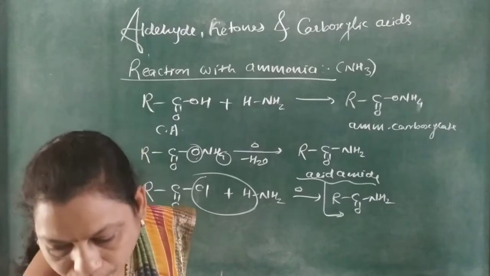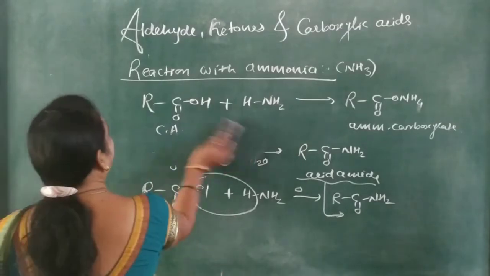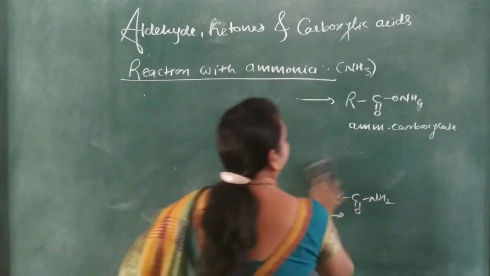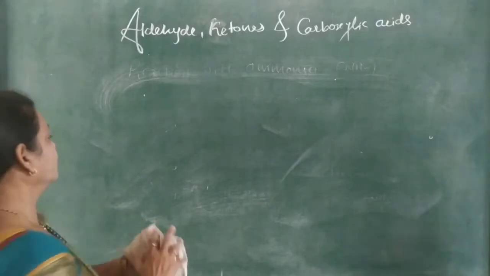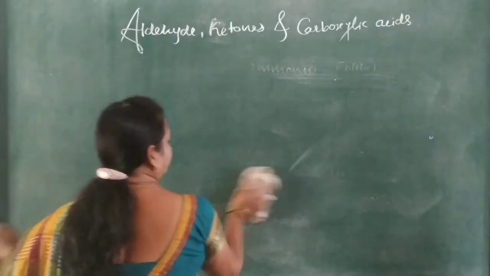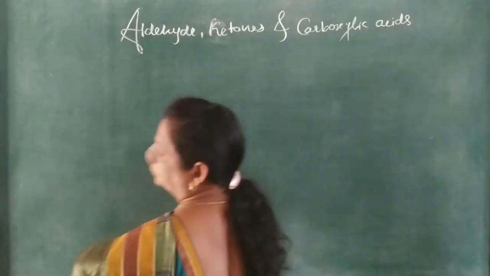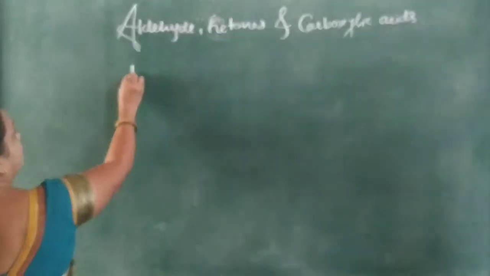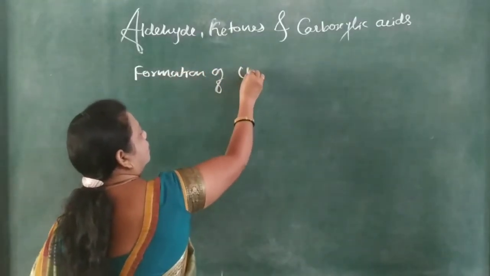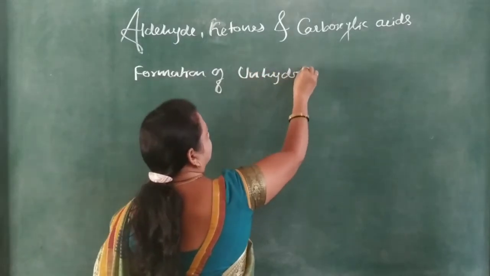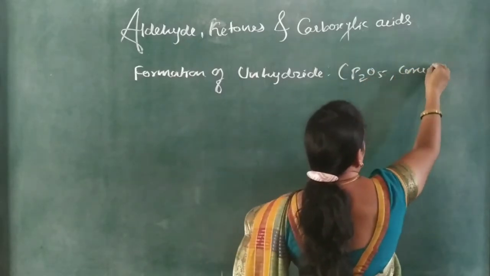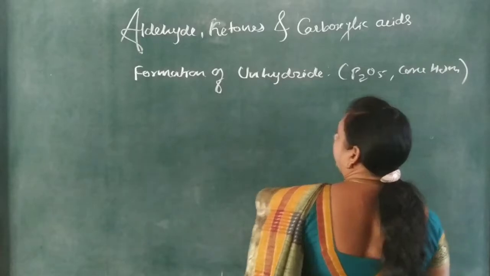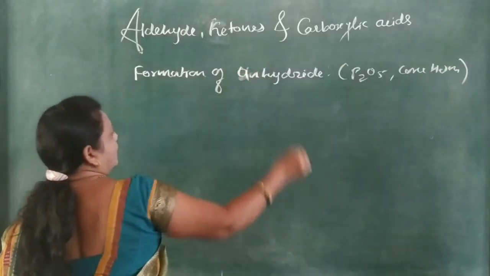And then action of P2O5, that is formation of anhydride. Formation of anhydride is by the action of P2O5 or concentrated sulfuric acid. Then anhydride is obtained.